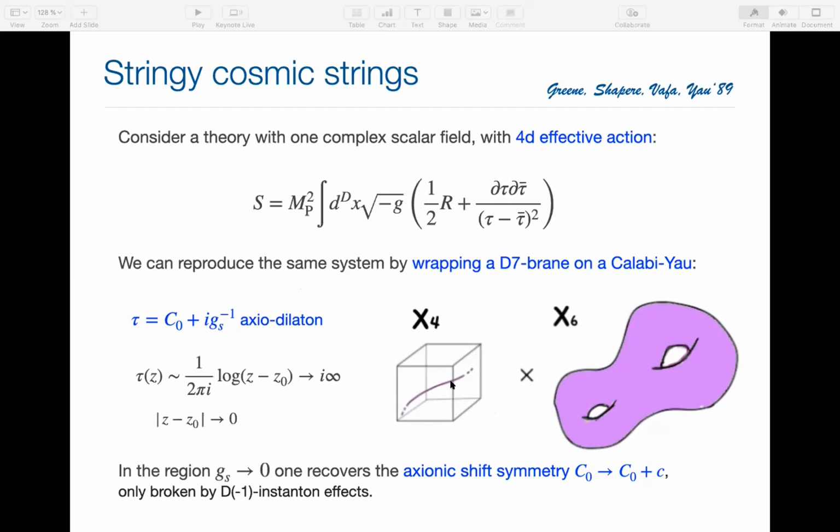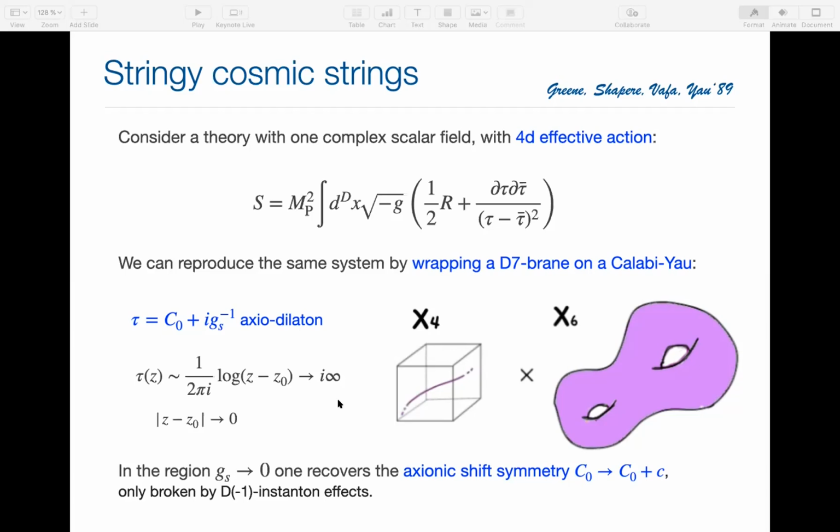The only difference is that the infinite distance path toward weak coupling, tau going to i infinity, is going to appear when I approach the core of the string, and this could be anywhere, not at spatial infinity. So if the string is placed at z0 in the transverse space, then as I approach it, I will see this logarithmic profile, and what my background will realize is an infinite distance path. Okay. Moreover, what happens in this region is that the axiodilaton goes towards the zero coupling region, and the axionic shift symmetry on the axion becomes exact.